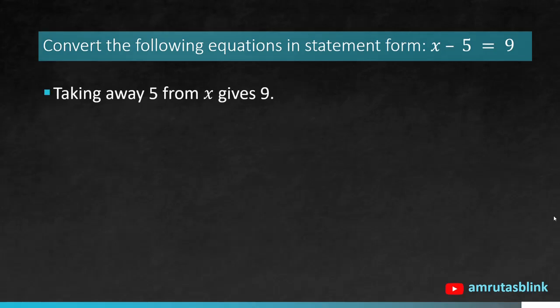Now x minus 5 is equal to 9. So we can say that if you subtract 5 from a certain number, the resultant is 9. So we can say taking away 5 from x gives the result as 9.